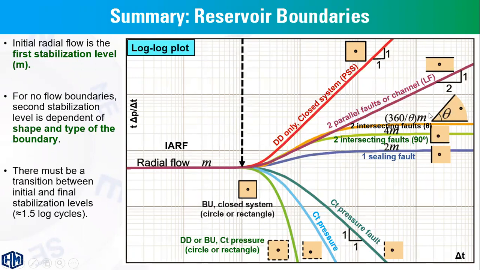For two intersecting faults of angle theta, the stabilization level will be 360 degrees over theta times m, where m is the level of infinite acting radial flow. For the two parallel faults, we will have a half slope straight line in the pressure derivative. Also, for the closed system on the build-up, we will have this response. Also, for a single sealing fault with constant pressure, the pressure derivative will go down as mentioned. And also for the two intersecting faults like this, in case of a constant pressure boundary, the pressure derivative will go down to zero like this model.